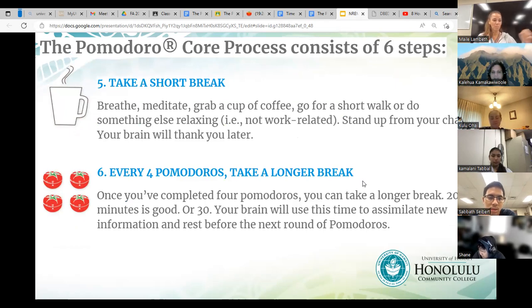And then 6, for every 4 Pomodoros, take a longer break, right? So you can take 20 minutes or 30 minutes. Like I said, you can have lunch or breakfast or whatever, or dinner, eat, walk around, take a walk around the block, but it's a little bit longer time. Whatever works for you. That's how you use the Pomodoro.